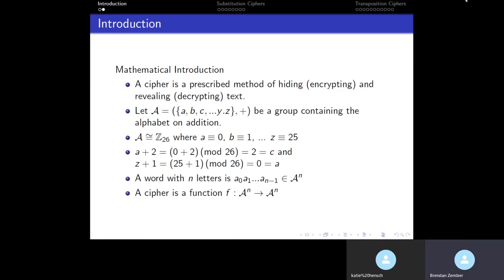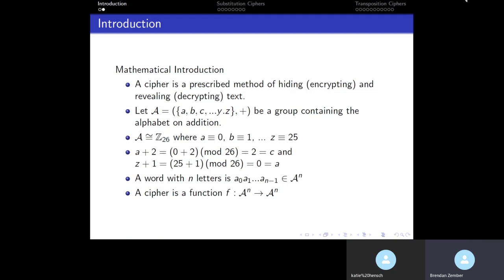Now, like Z mod 26, we can add to these elements. So A plus 2, for example, is 0 plus 2 in modulus 26, which is 2, which is the letter C. Similarly, the alphabet loops back around to A at the end. So if we have Z plus 1, for example, we have 26 mod 26, which is 0, which is the first letter in the alphabet, A.